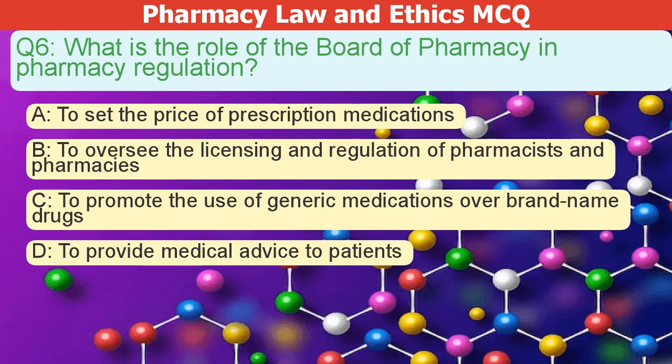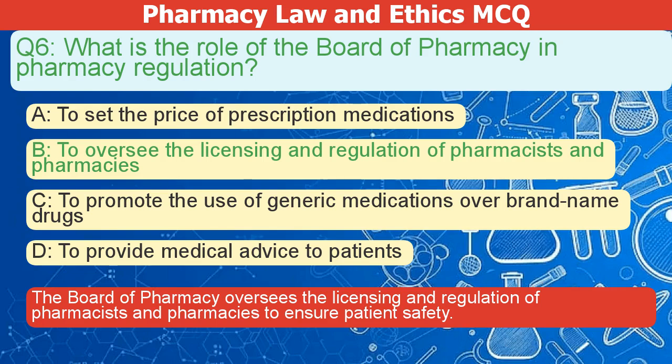What is the role of the Board of Pharmacy in pharmacy regulation? A. To set the price of prescription medications. B. To oversee the licensing and regulation of pharmacists and pharmacies. C. To promote the use of generic medications over brand name drugs. D. To provide medical advice to patients. The correct answer is B. The Board of Pharmacy oversees the licensing and regulation of pharmacists and pharmacies to ensure patient safety.